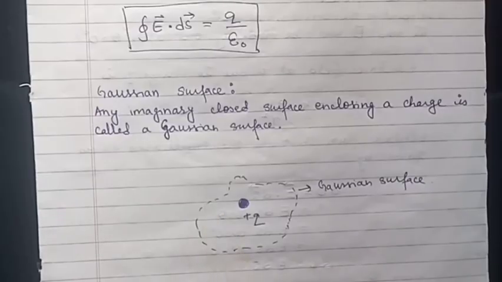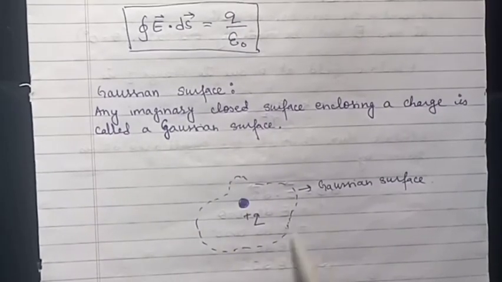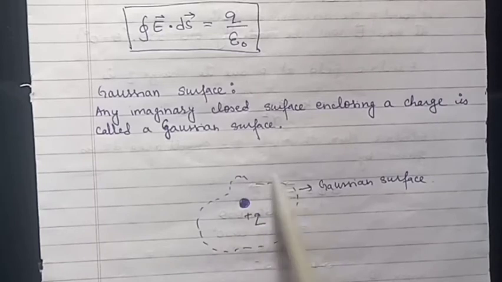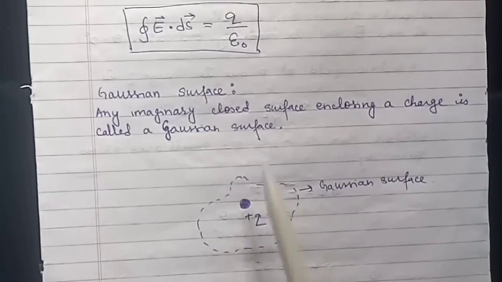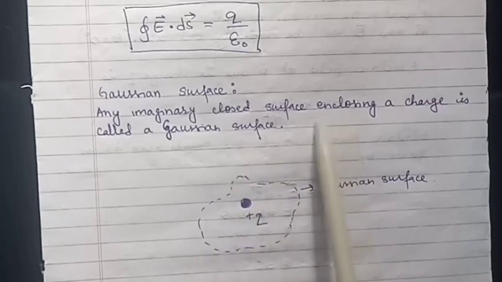To apply the Gauss law we need a surface called Gaussian surface. A Gaussian surface is any imaginary surface which encloses a charge. Here you can see this is charge plus Q and it is being enclosed by a closed surface. Some examples of closed surfaces are a sphere, a cone, and a cylinder. A surface which is closed from all the sides is called a closed surface.